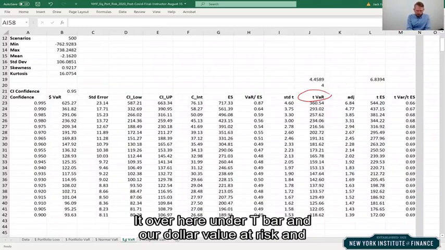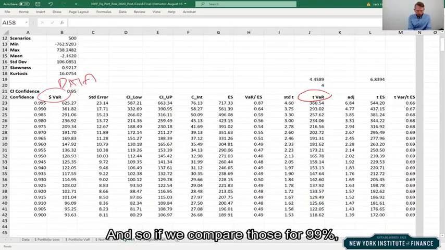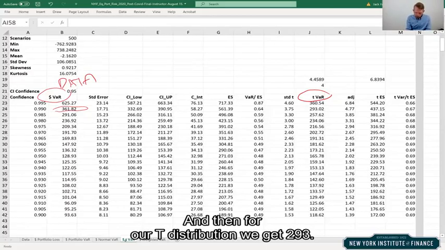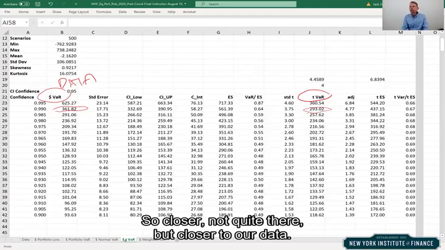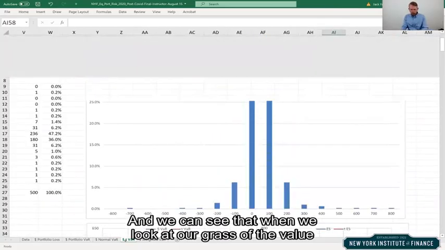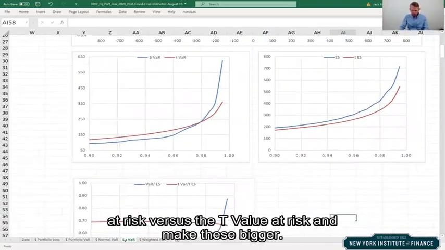Okay, and so what we see is our t value at risk is over here under t bar, and our dollar value at risk, and this is from our data right there. And so if we compare those, for 99%, we see, once again, 362 roughly value at risk for our data. And then for our t distribution, we get 293. So closer, not quite there, but closer to our data. And we can see that when we look at our graphs of the value at risk versus the t value at risk. Let me make these bigger.